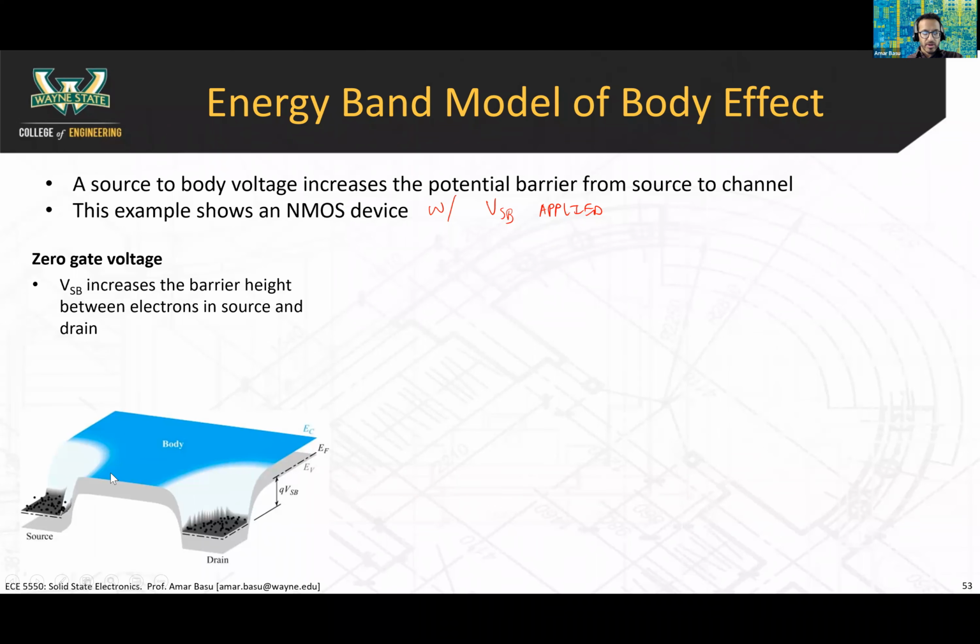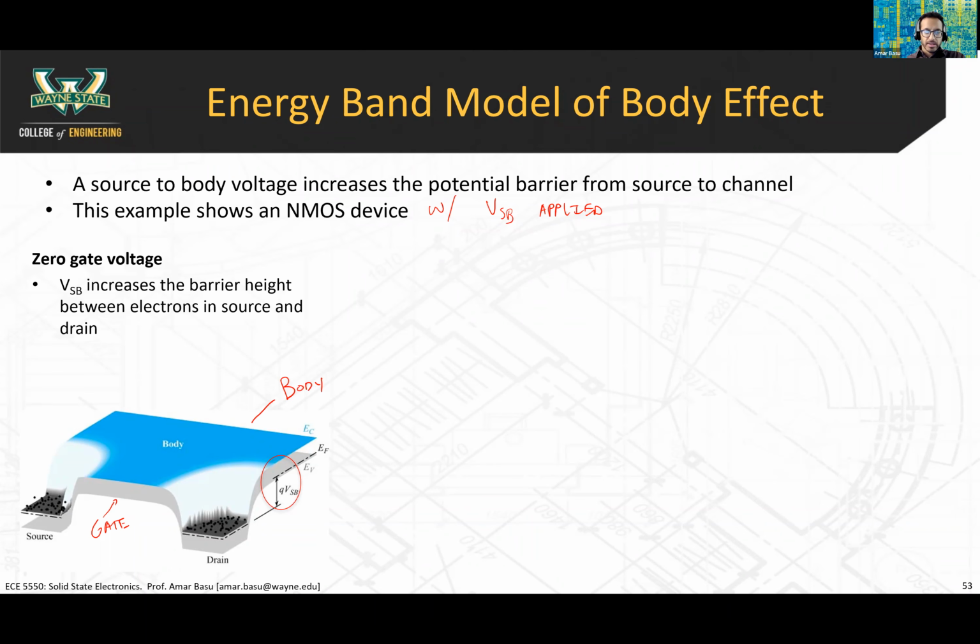Notice that you have a large potential barrier. And where is that large potential barrier coming from? It's coming from this here. There's a source to body term, okay? So your body is at a higher potential than the source. And just as a reminder, with these two-dimensional band diagrams, the back portion of the band diagram is the body. The front portion is the gate.